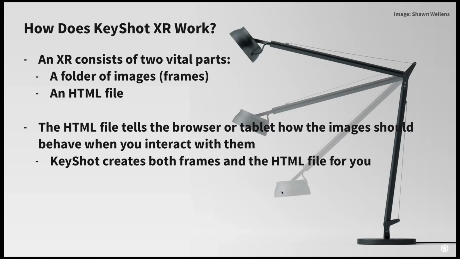So how does a KeyShotXR actually work behind the scenes? Well, an XR consists of two distinct files, or components. It has a folder of images, which we call frames. If you are familiar with KeyShot animation, you're familiar with the concept of rendering out a sequence of images, which we call frames, and when they're played in order, they create the illusion of motion. Well, this folder of images are going to be our frames for our XR.